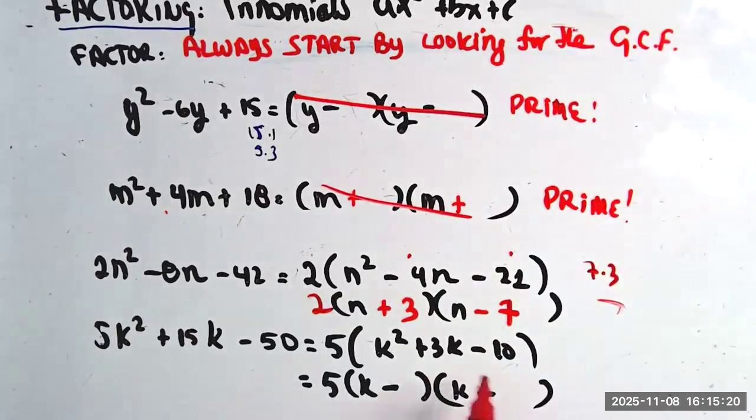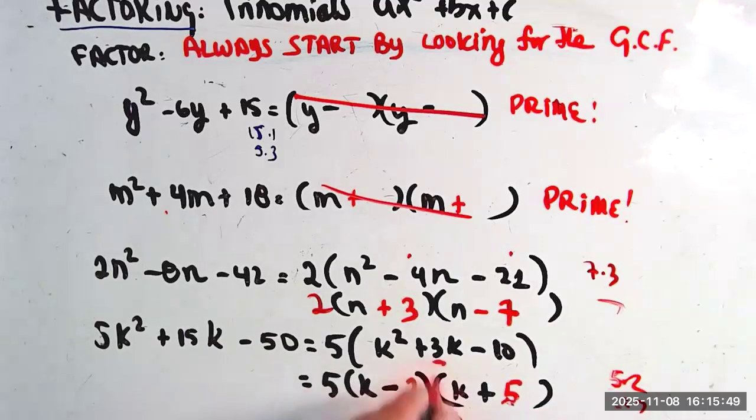Okay, so we're looking for factors of 10 that give me 3. 5 times 2 is 10. 5 minus 2 will be 3. Since my 3 is positive, I need the 5 to be positive and the 2 to be negative. 5 times negative 2 is negative 10. 5 times k, 5k, negative 2k. So 5k minus 2k equals 3k, which is the middle term here.